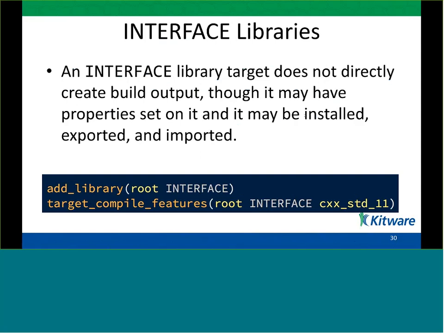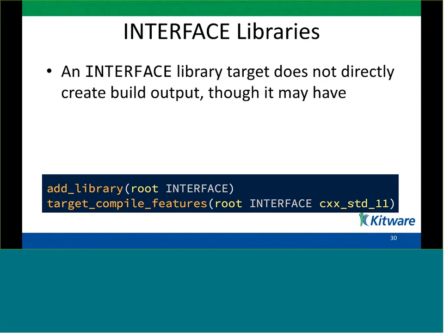Interface libraries are a target that doesn't create any build output, though it may have properties set upon it, and it may be installed, exported, and imported. So you could use it for something like turning on C++11, or you could use it for header-file-only libraries.